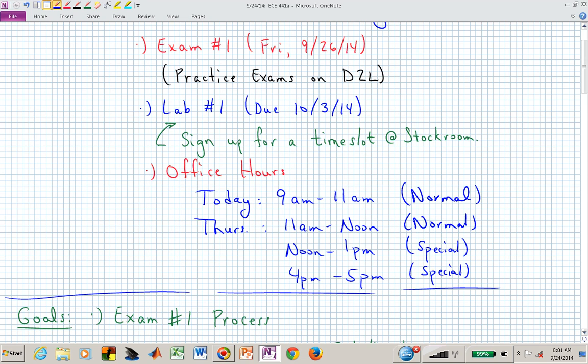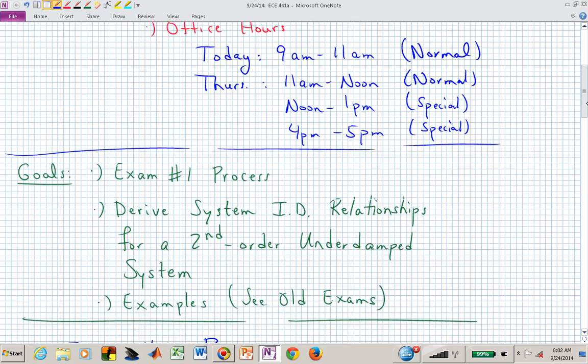In terms of office hours, today I have the normal office hours from 9 until 11. There's also the normal office hours on Thursdays from 11 until noon, and somebody asked if I could have some additional office hours, so I think these are available in terms of time slots. The 4 o'clock may not work if you're in the capstone, so that's why I've given you another hour from noon to 1 tomorrow. That's what's happening in the next couple of days prior to the exam, which happens on Friday.